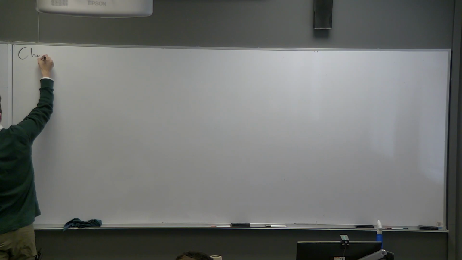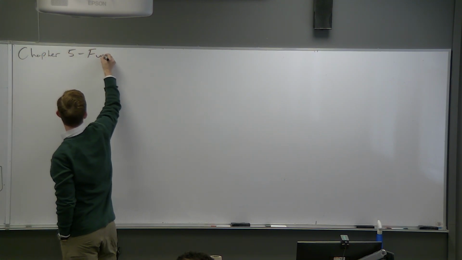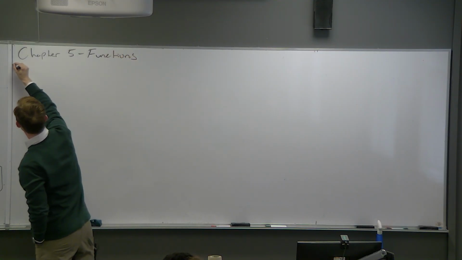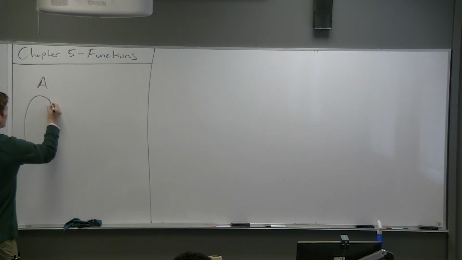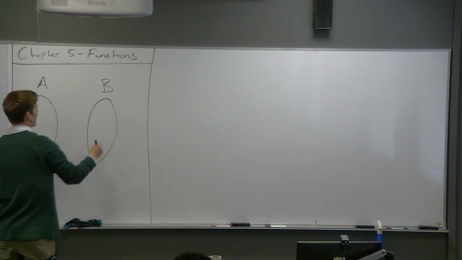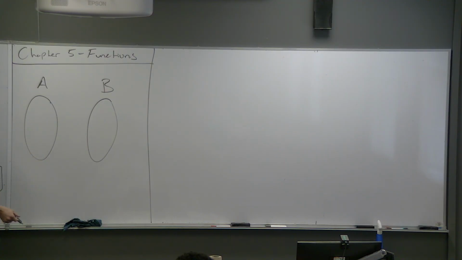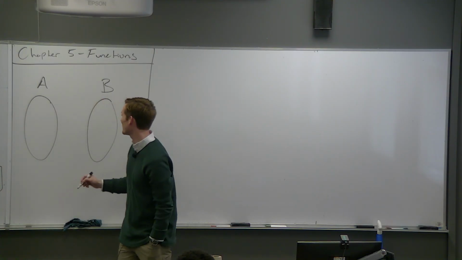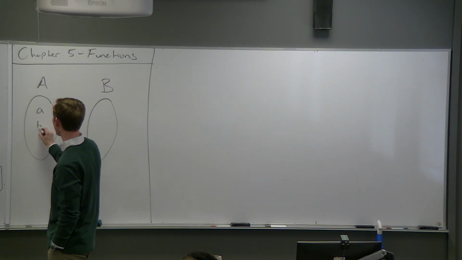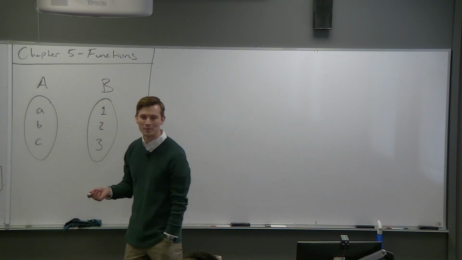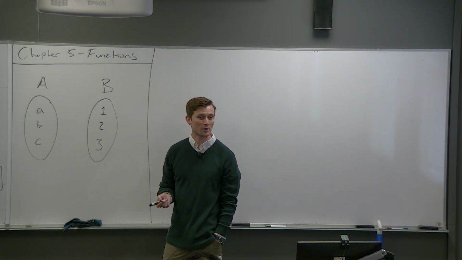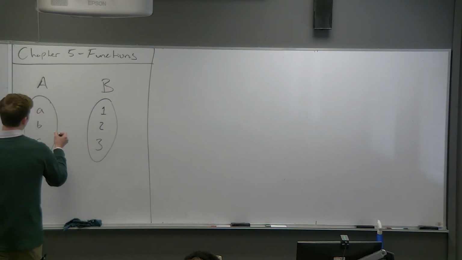So here's the setup. If you have two sets of stuff, two big old blobs, A and B, you've got some stuff in each one. What functions are is arrows between blobs, if you want to think of it like this. So maybe you've got A, B, and C here, and you've got 1, 2, and 3. You could have different numbers of elements, but functions are just arrows between blobs. And you say, hey, what does a function do?